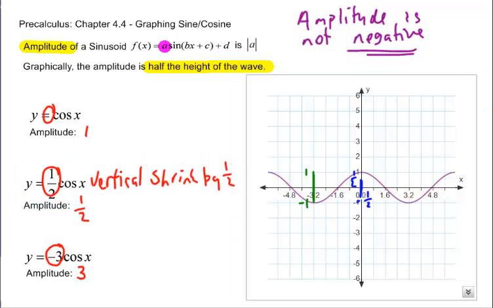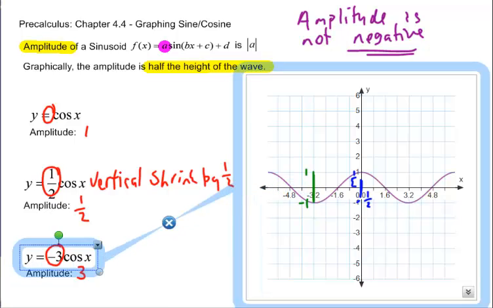Let's look at this last guy then, negative 3 cosine x. Now remember, the amplitude is just 3. The amplitude is half the height of the wave. So the height has to be a positive distance. You don't drive -10 miles to go watch the Thunder play. You drive 10 miles from home and back to watch the Thunder play.